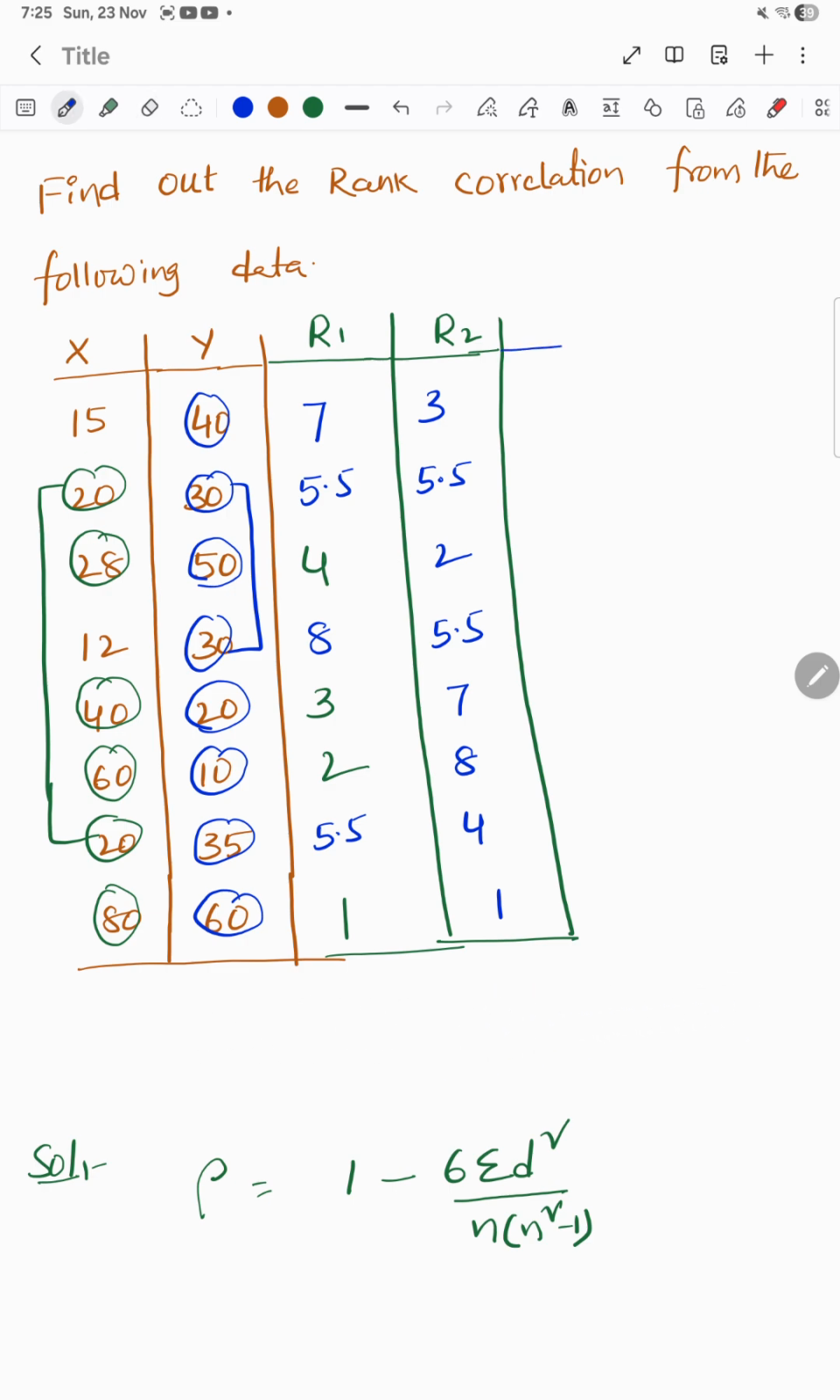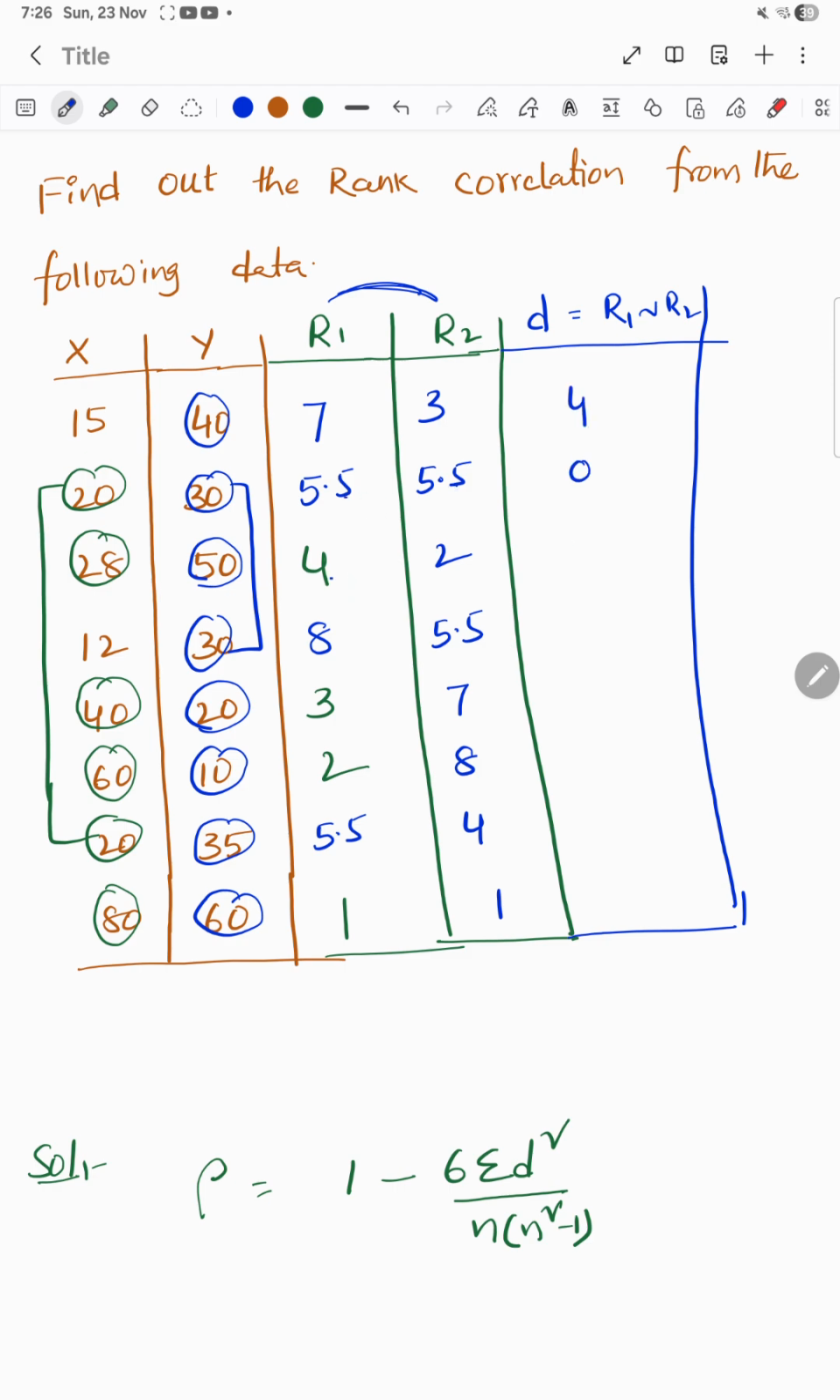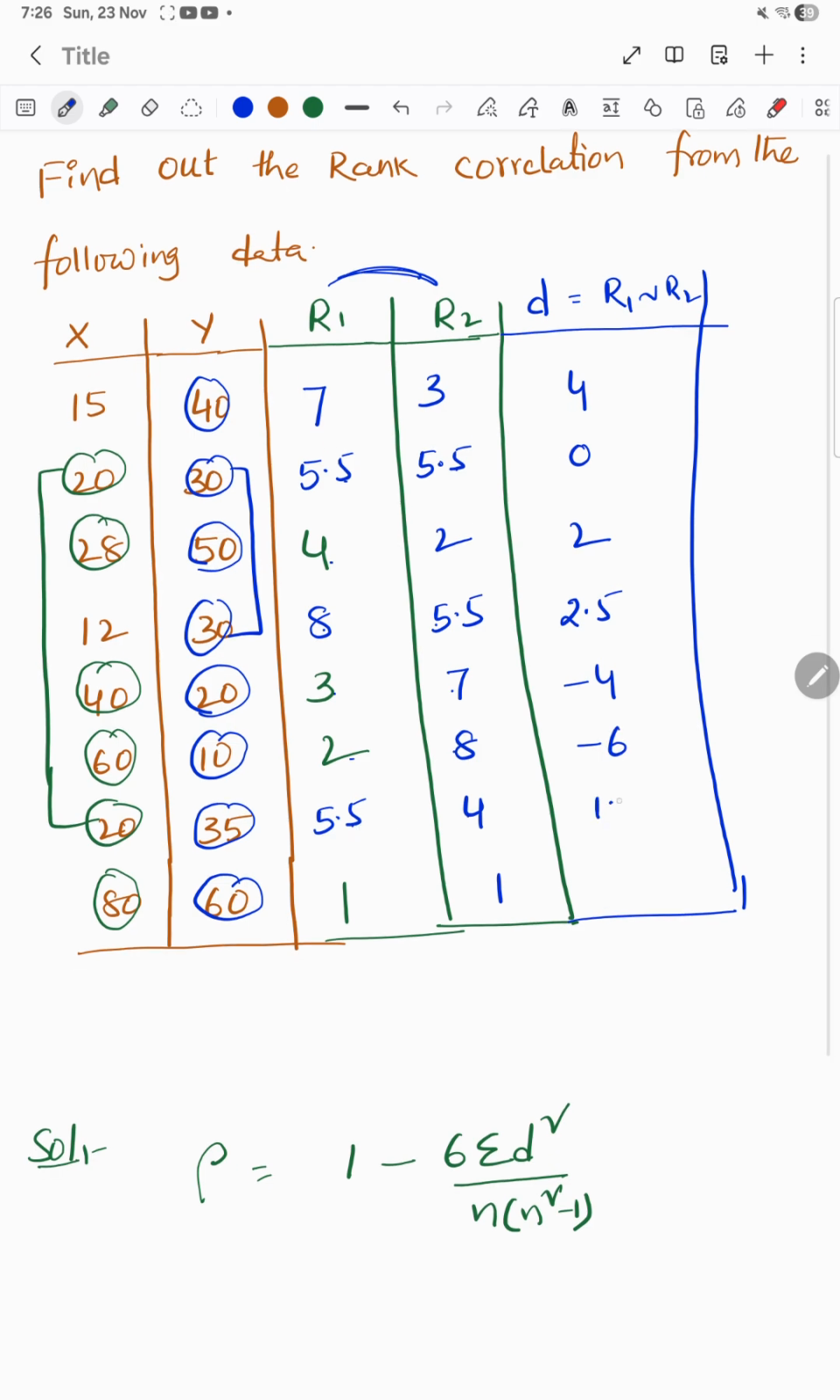After that we go for d. d means deviations, which are the difference between the ranks. Here the difference between R1 and R2: 7 minus 3 is 4, 5.5 minus 5.5 is 0, 4 minus 2 is 2, 8 minus 5.5 is 2.5, 3 minus 7 is minus 4, 2 minus 8 is minus 6, 5.5 minus 4 is 1.5, 1 minus 1 is 0.